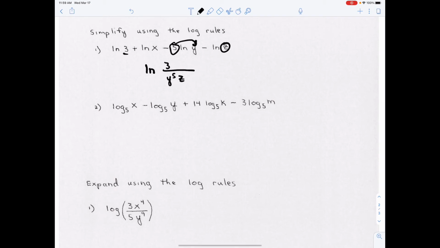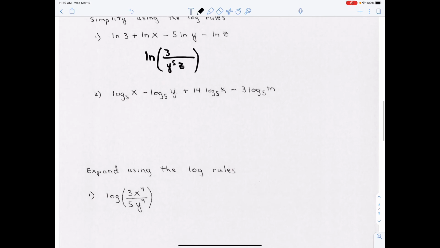So we have the natural log of the quantity, and you don't have to put parentheses around it. There's a reason why. So you don't think the natural log goes to either the top or bottom. It goes to the whole thing. But it's the natural log of the quantity, 3 over y to the 5th z. Okay? And again, if you didn't try that on your own, try the next one on your own.